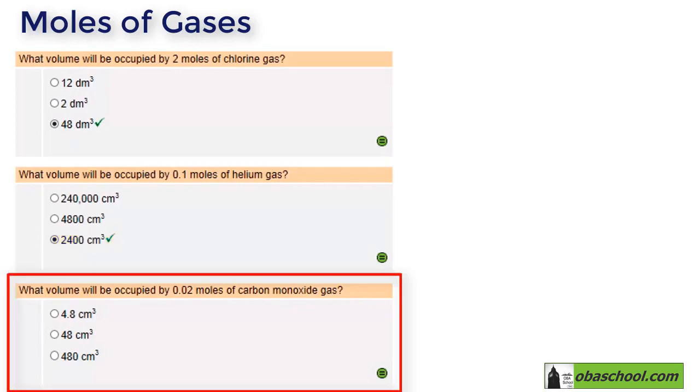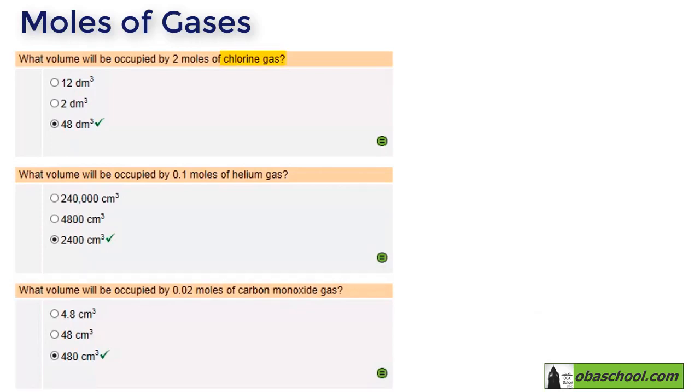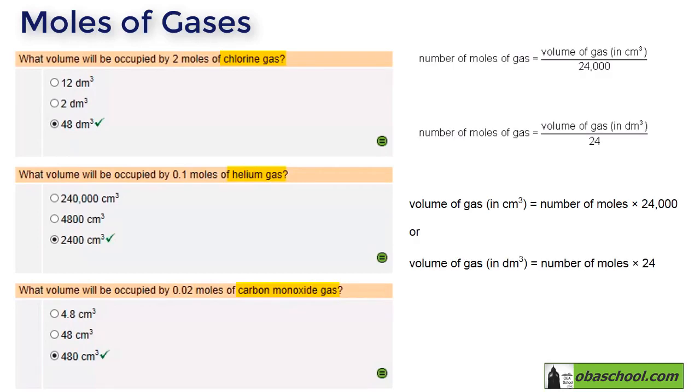The third question. What volume will be occupied by 0.02 moles of carbon monoxide gas? Excellent! 480 centimeter cubed is the correct answer. We multiply 0.02 moles by 24,000 because the options are all in centimeter cubed, and the answer is 480 centimeter cubed. Notice that they are different gases. We tackled chlorine gas, helium gas, carbon monoxide gas, and others, all by the same equation.